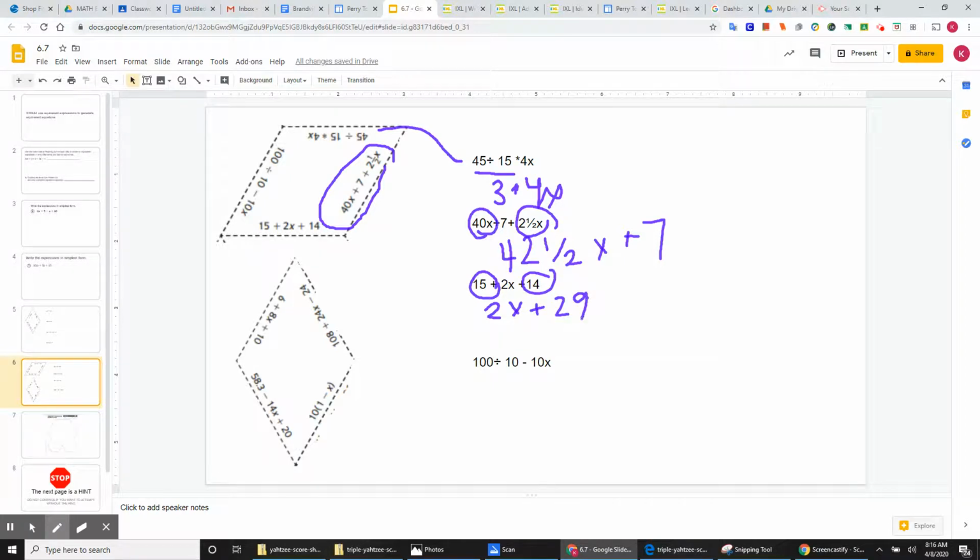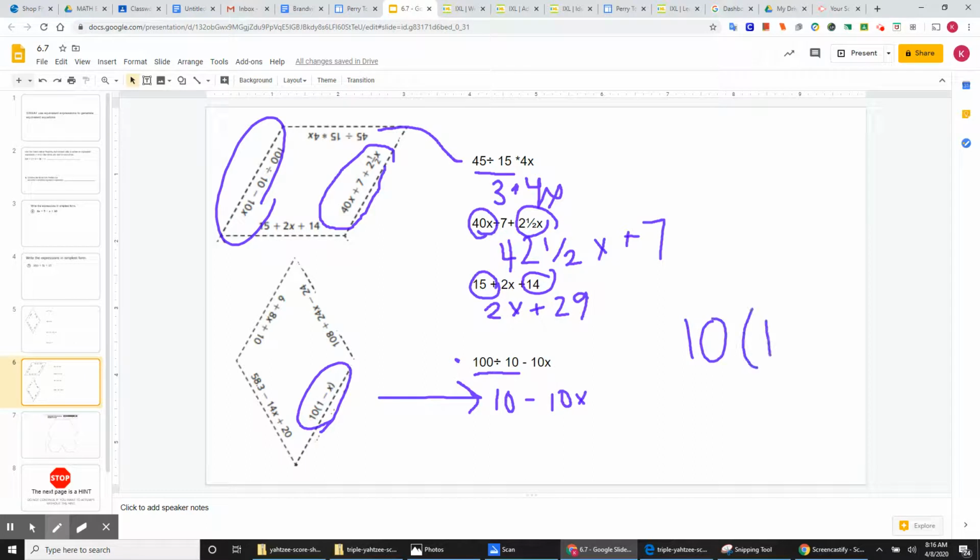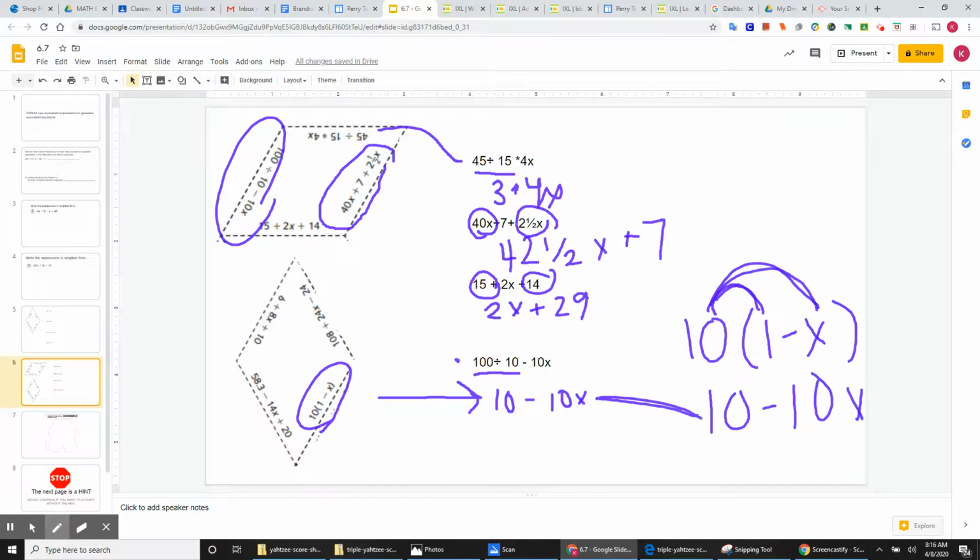And then here we have 100 divided by 10 minus 10x. So I can solve this here and get 10 minus 10x. And I put this puzzle piece here because this is going to match with this expression. Because if I use the distributive property to solve this and I distribute that 10, I would have 10 minus, because 10 times 1 is 10, 10 times x is going to be 10x. And those two expressions are equivalent.